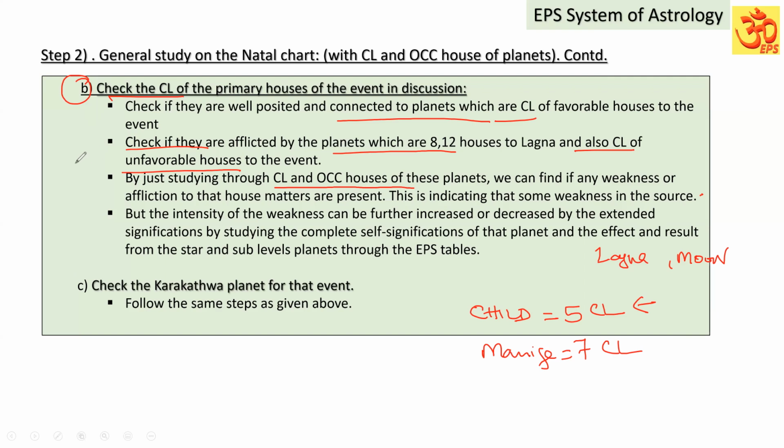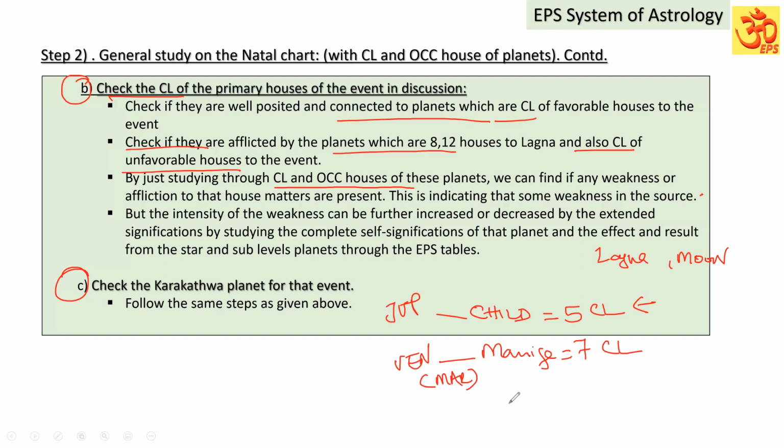First, we check the moon strength and lagna strength. In B, we are studying the cuspal lord of the primary houses of the event in discussion. The third one is the Karagatva of the planet, the Karagatva planet for the particular event. Suppose it is childbirth, Jupiter is the Karagatva planet. Marriage, suppose Venus is the Karagatva planet. And sometimes we can take Mars also in the case of a female, in addition to Venus.